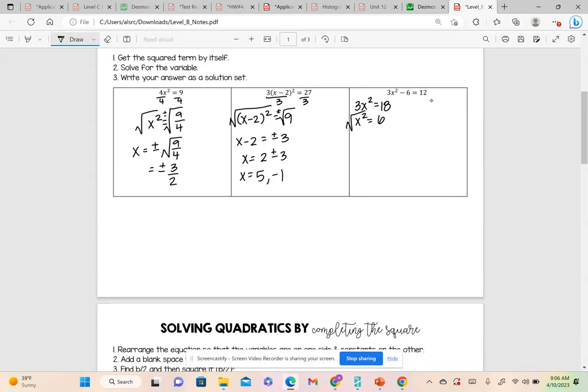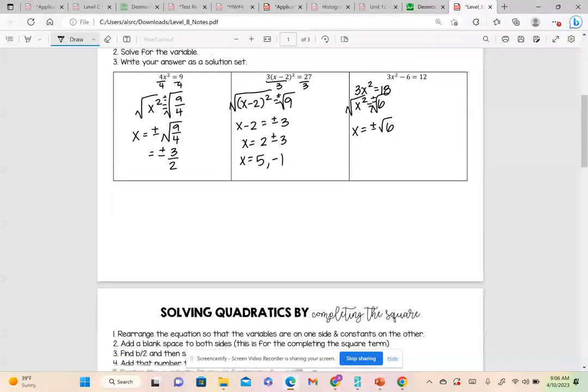Now I need to take the square root of both sides. Don't forget that plus or minus. x equals plus or minus the square root of 6. When you put that square root of 6 into your calculator, it's gross and yucky, so you can just leave it as plus or minus square root of 6 without doing anything else.